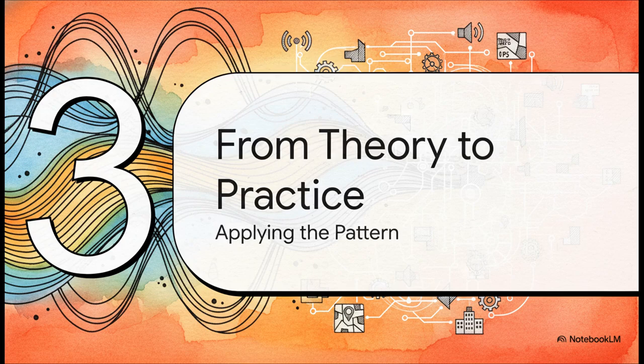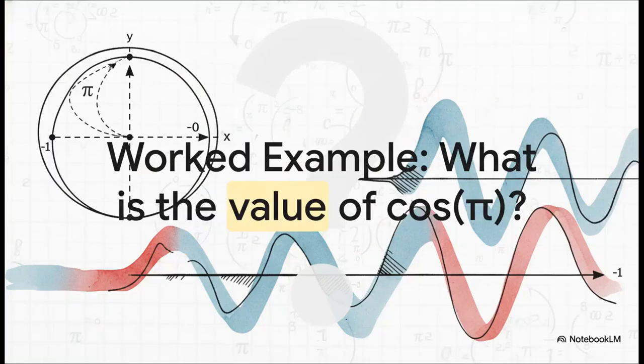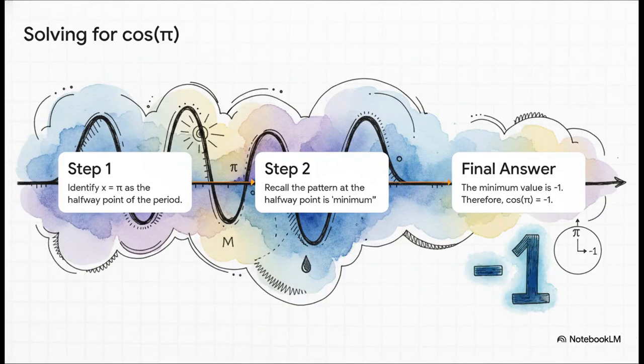But how does this little pattern actually help us solve real problems? Let's put it to the test. Here's a classic exam question. What is the value of the cosine of pi? Now, you could try to memorize the whole unit circle, or you could just use our new pattern. Let's just walk through it.